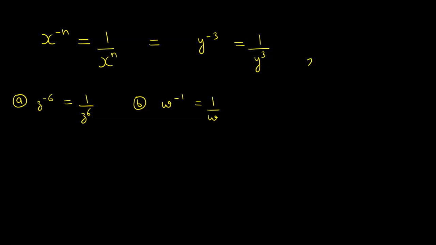If something has the power of, let's say, 2 to the power of negative 3, that simply means 1 over 2, the base is still the same, to the power of 3. And 2 times 2 times 2 is 8, so 1 over 8 is our answer for this one.